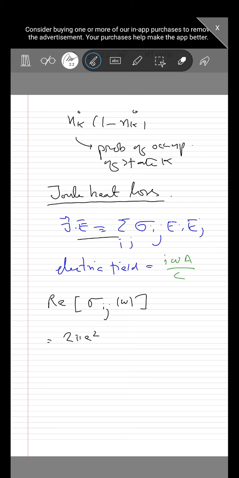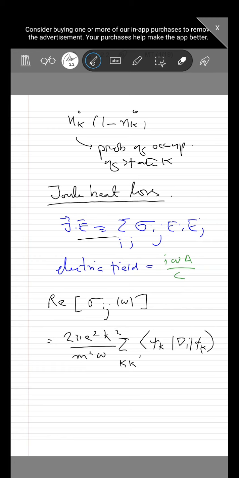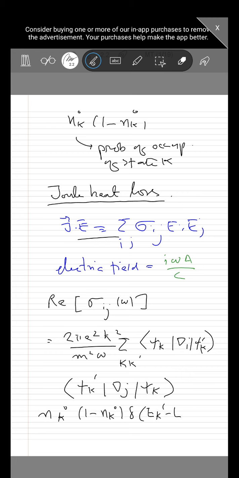is equal to 2 pi e square h cross square divided by m square omega into the summation over k dash, into the expectation value of psi k, sigma i, psi k dash, multiplied by psi k dash, sigma j, psi k expectation value, multiplied by this factor n k0 1 minus n k0 dash, into the delta function of Ek dash minus Ek minus h cross omega.